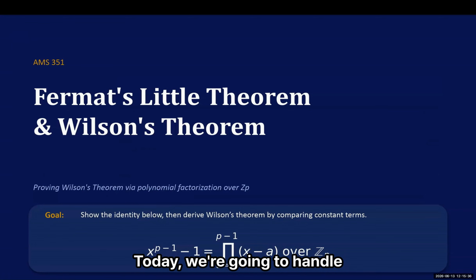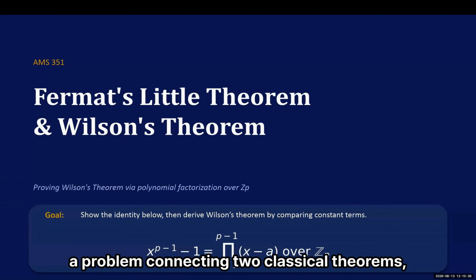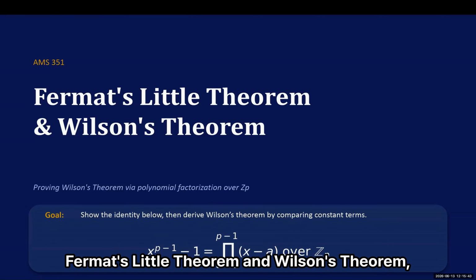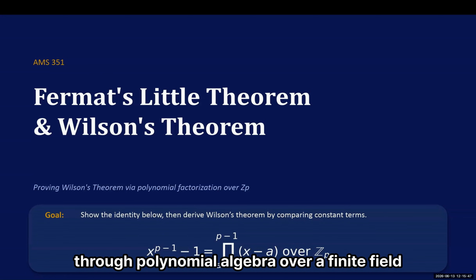Today, we're going to handle a problem connecting two classical theorems, Fermat's little theorem and Wilson's theorem, through polynomial algebra over a finite field.